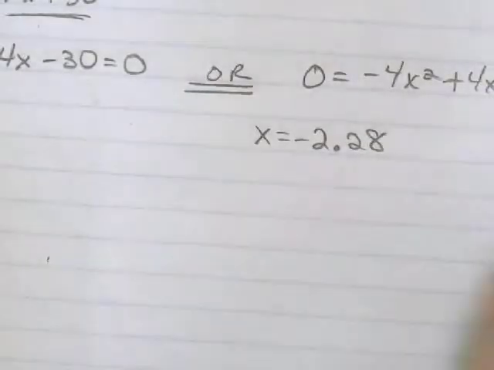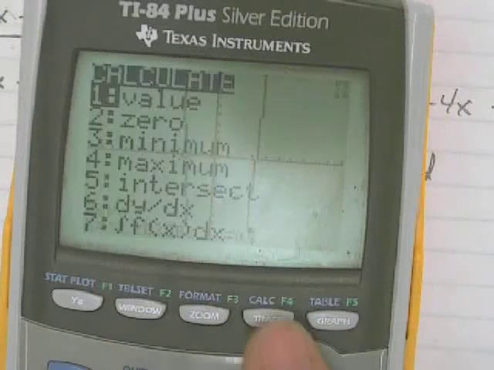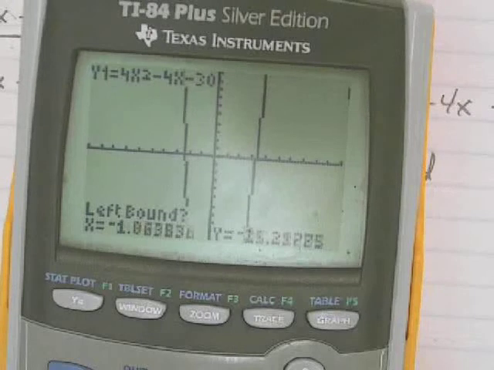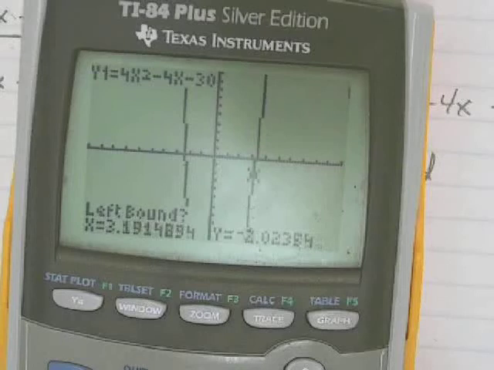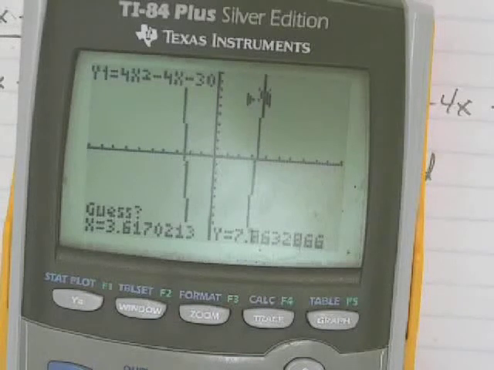Now I need to go to the other side. So again, I hit second trace. I'm doing my zeros, and I'm going to go over to my other zero where it crosses the x-axis. And it's getting there. There it is. So that's about as close as I can get, and it tells me to go to the left. So I go to the left 1, 2, hit enter, and then I go back, and I go to the right 1, 2, and hit enter. Now I'm going to guess, and the answer is 3.28.